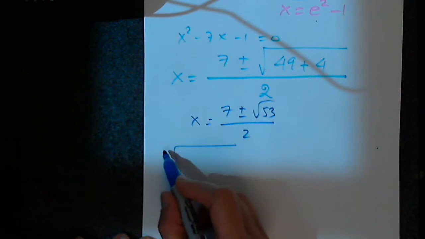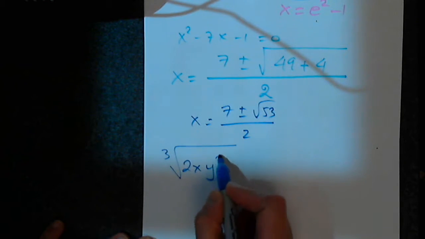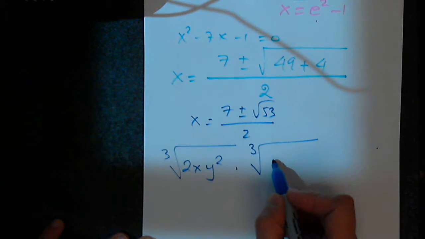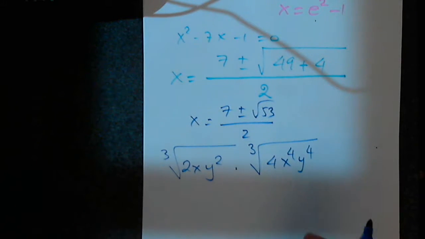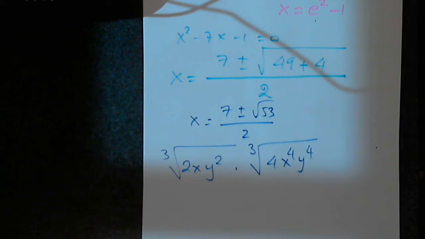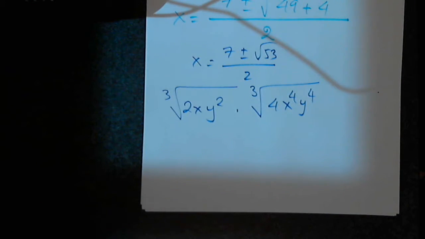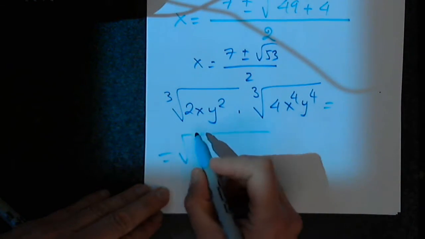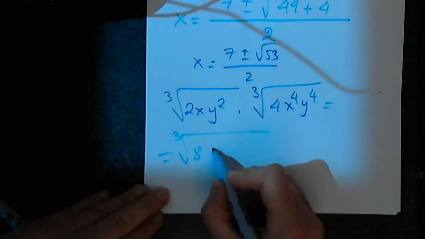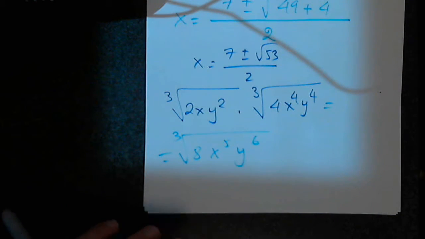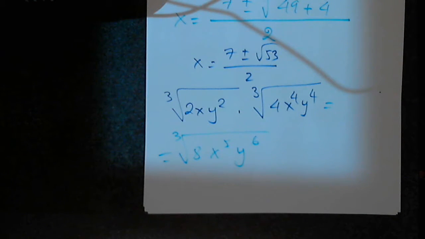Okay, so we have here the cube root of 2xy squared times the cube root of 4x to the fourth y to the fourth. Perfect. So I'm allowed to multiply radicals as long as the radicals have the same index. So in this case, they do have the same index. So then I have the cube root of 8 x to the fifth and y to the sixth. Is this step understood? Give me a second. Let me copy this. Yeah, we got it.